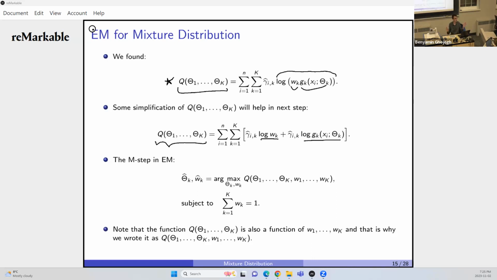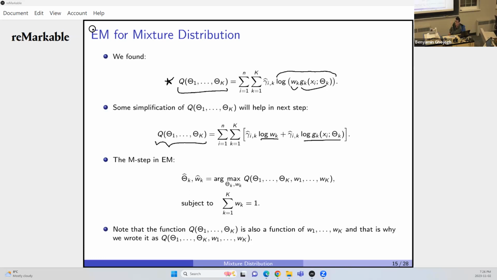Right? Okay. Now, the M step in expectation maximization. The E step is over. Now the M step in expectation maximization. So by this slide deck, I'm teaching you two things. I'm killing two birds with one stone. I'm teaching you expectation maximization and also mixture distribution. By mixture distribution, I'm giving you an example for expectation maximization.